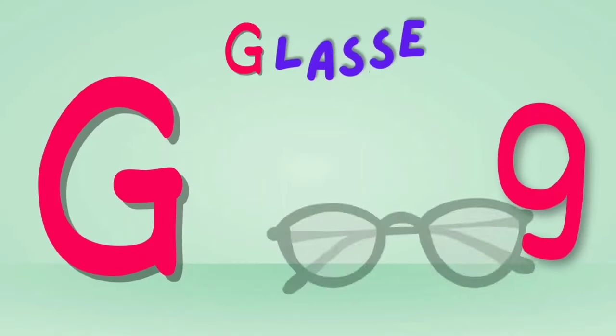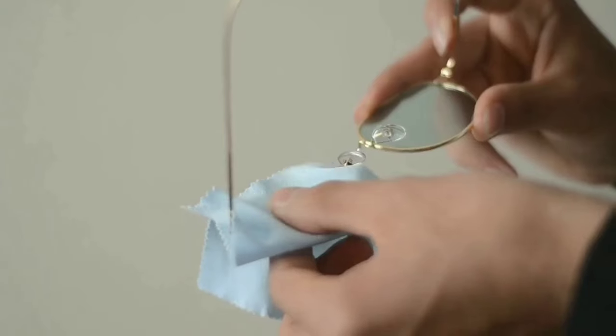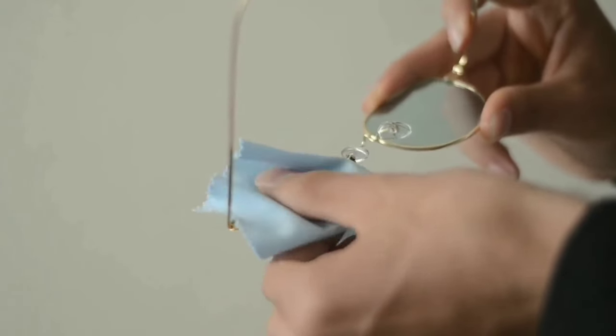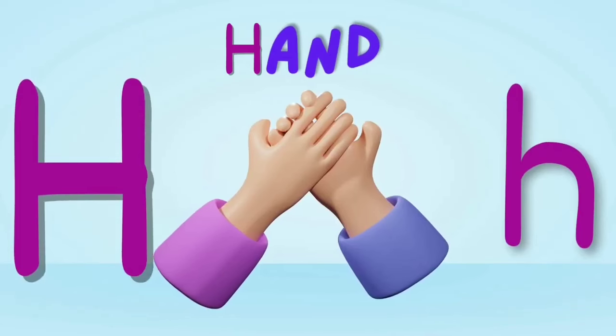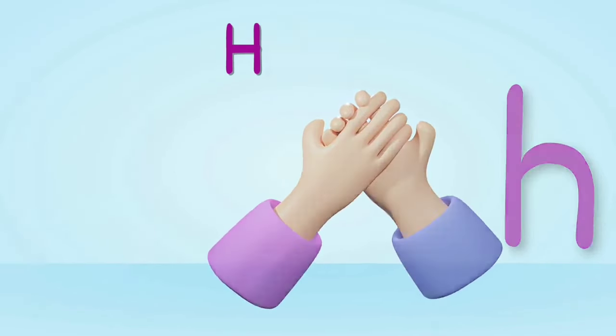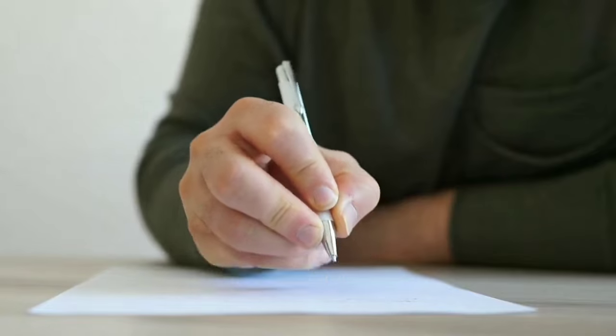G is for glasses, glasses, glasses. This is a glasses, glasses, glasses. H is for hand, hand, hand. This is a hand, hand, hand.